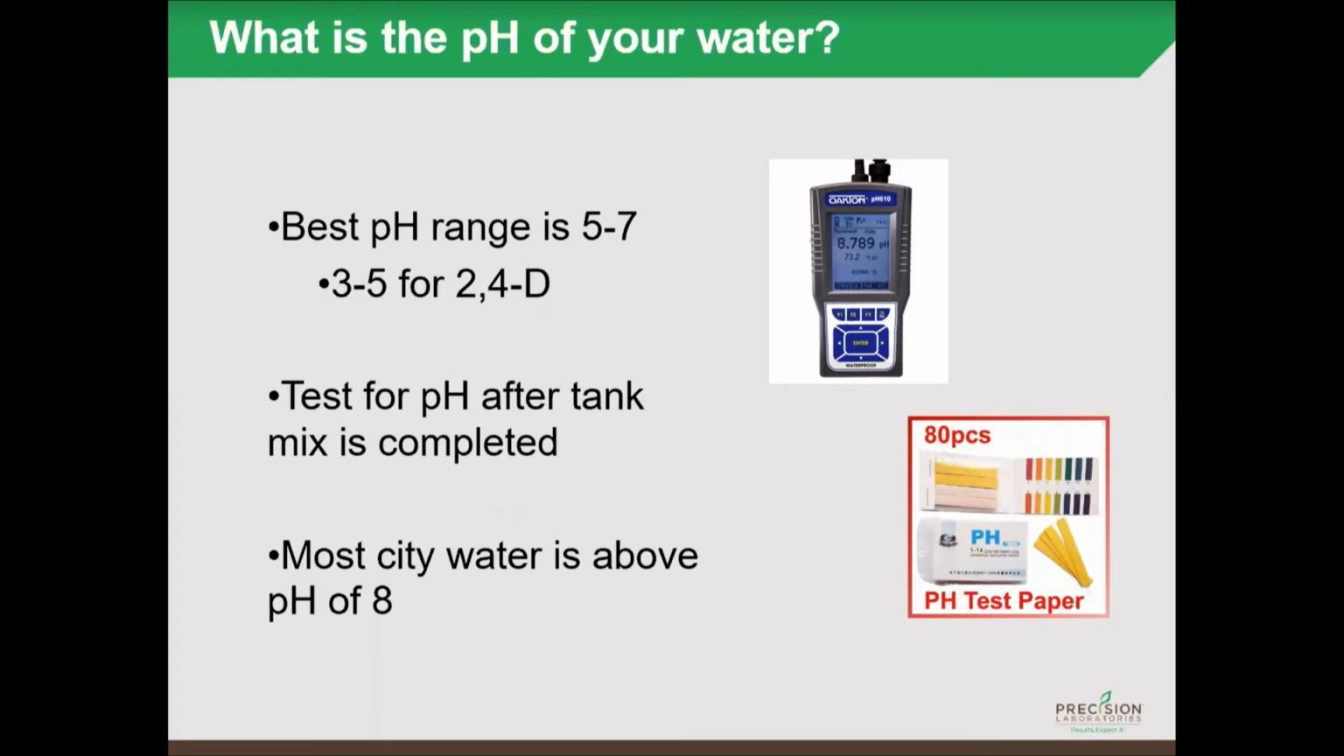Most city water is above 8. So I'd encourage you to look at the pH of your water. You can buy a pH meter, or you can even just go to a pool supply or aquarium supply store and buy litmus paper. You don't need to know the decimal points. You just need to know, am I closer to 7, or am I closer to 8 or 9, or where am I at?